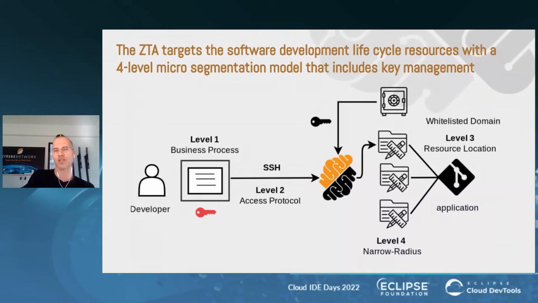And last but not least, here's level 4. You want to give access to a single project and not an entire application. We call this narrow radius. This is also a term that we coined in this context. You can give a remote developer access to a single repository as opposed to an entire application. Obviously, you can configure the application so that it only has permission for a single repo. But what if the application is misconfigured? So that's basically an additional level of guarantee.